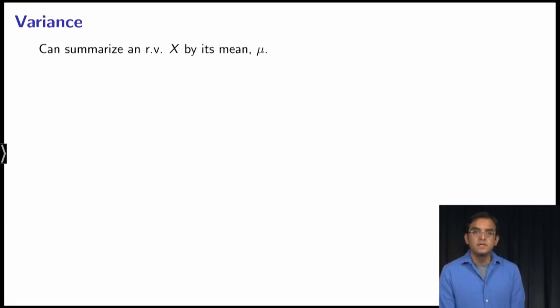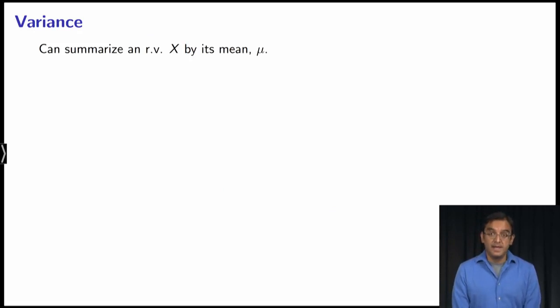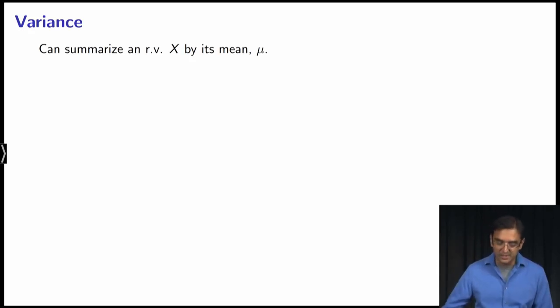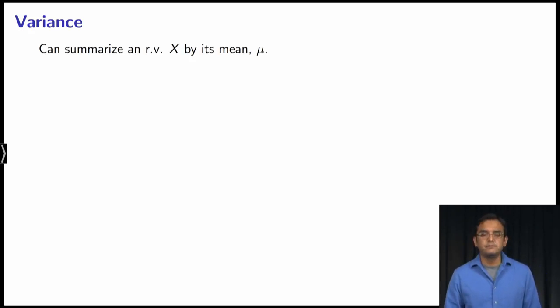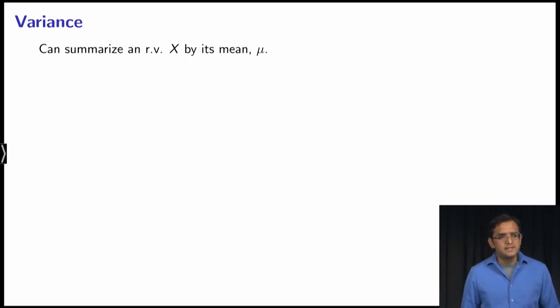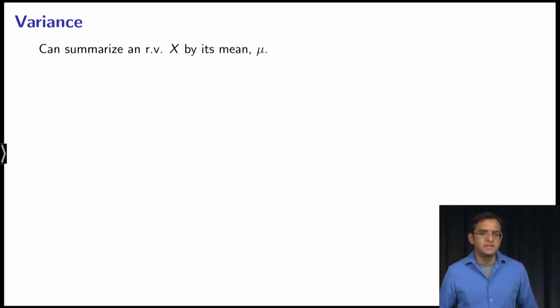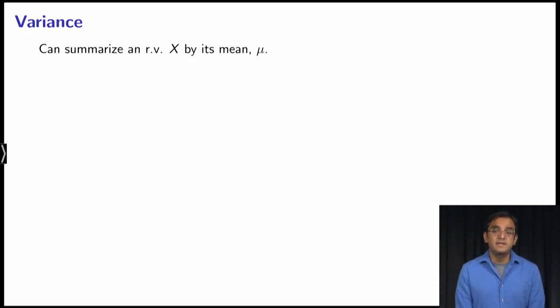Now, in general, a random variable x can take on many possible values. What if we just wanted to summarize the distribution of x by a single number? What number would we pick? Probably its mean. So let's go ahead and denote the mean by the Greek letter mu. So this is a nice summary. This is a concise and useful summary. But one of the things that it does not capture is the spread of x.